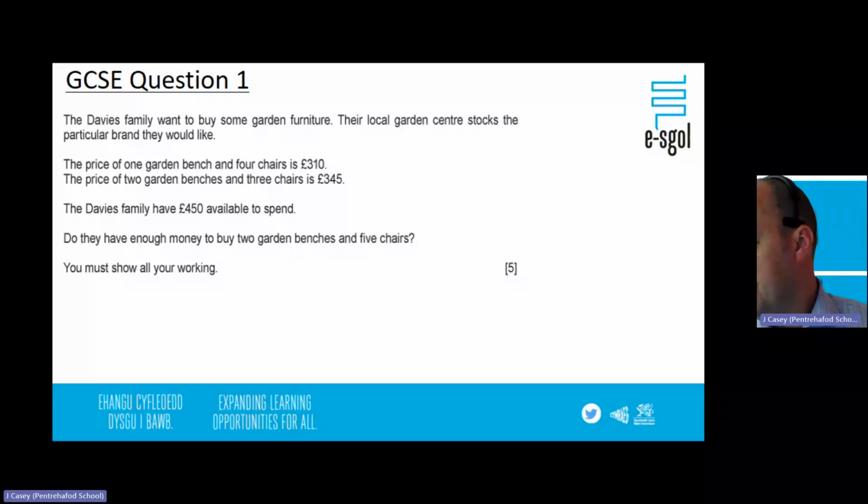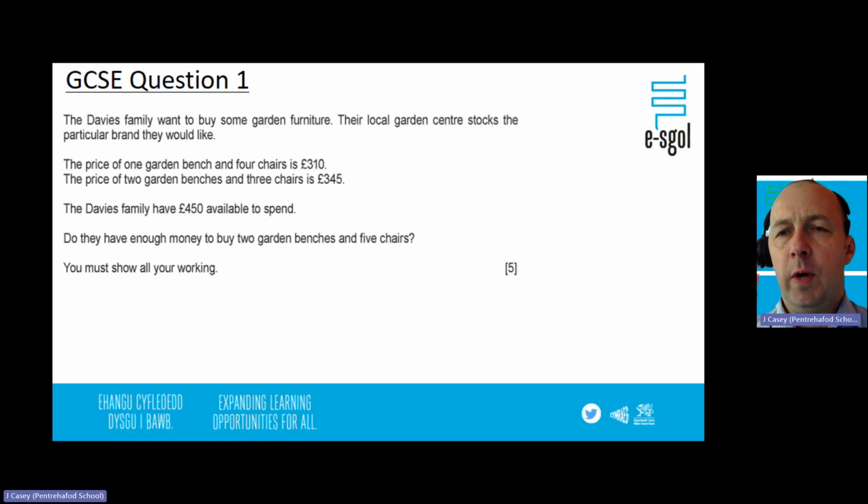Okay, so let's take a look. The Davis family went out to buy some garden furniture. Their local garden centre stocks the particular brand they would like. The price of one garden bench and 4 chairs is £310, so obviously pretty good quality stuff. The price of 2 garden benches and 3 chairs is £345. The Davis family have £450 available to spend. Do they have enough to buy 2 garden benches and 5 chairs? You must show your working.